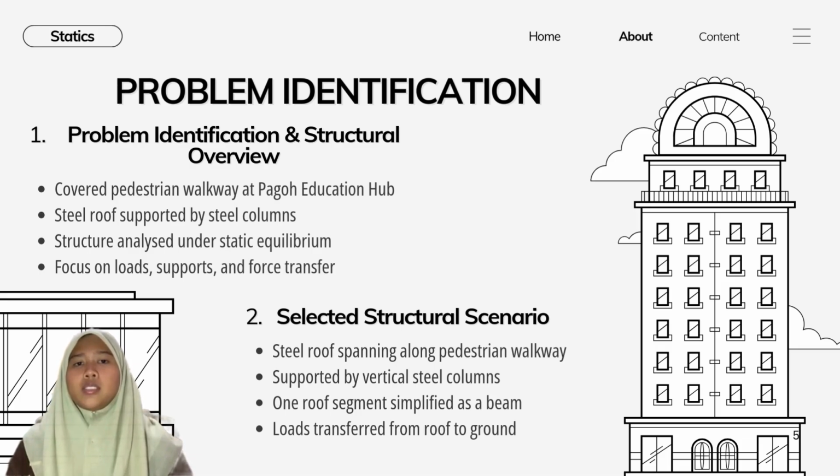Number 2 is the selected structure scenario. The selected structure scenario is the steel roof spanning along the pedestrian walkway. The roof is supported by vertical steel columns, where all loads from the roof are transferred down to the ground through the columns and foundation. For analysis purposes, one roof segment is simplified and modeled as a beam.